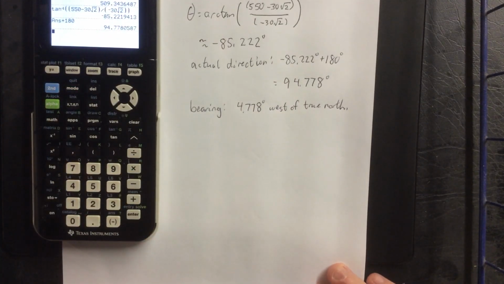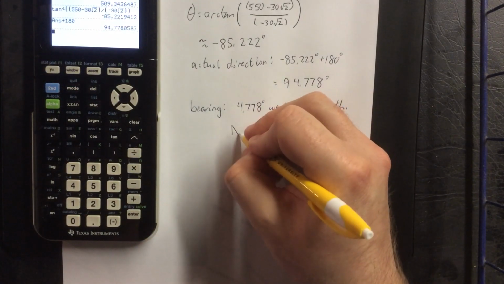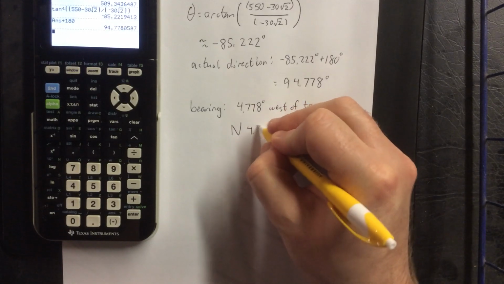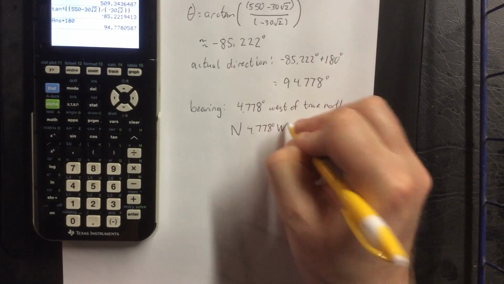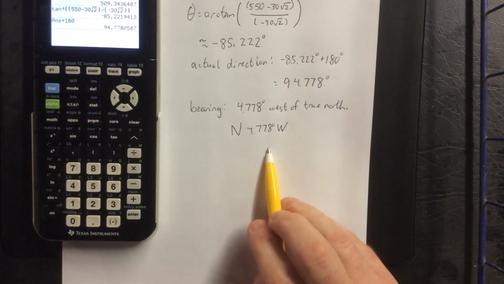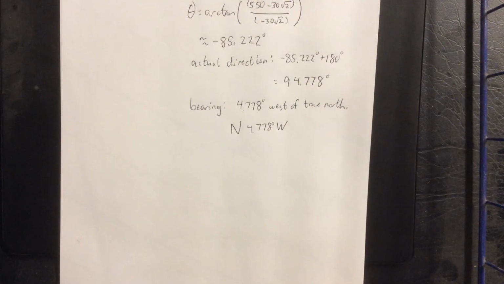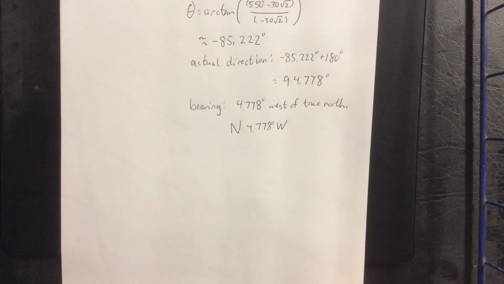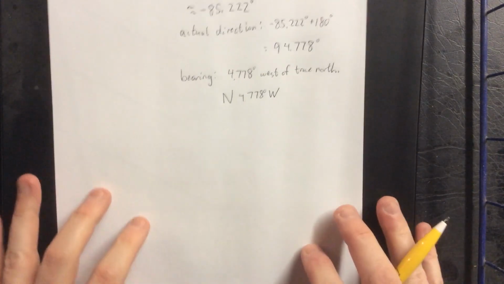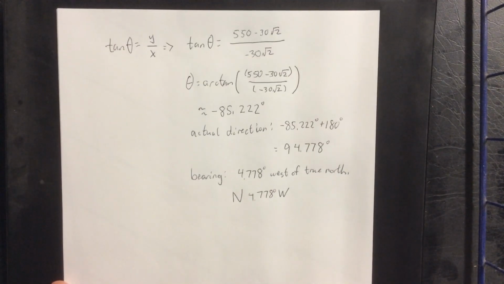Now there is a shorthand for this, which is to say that we're starting north and then going 4.778 degrees west of that. This is a notation that you'll frequently see in our textbook. I will let you know that this is one way to do this problem. There is technically another way to do this problem. I'd like to show you that other way, just in case you prefer it.